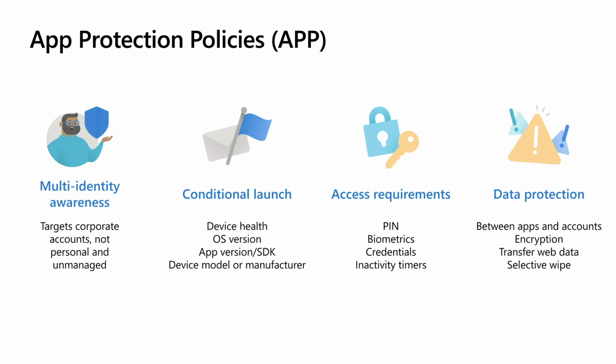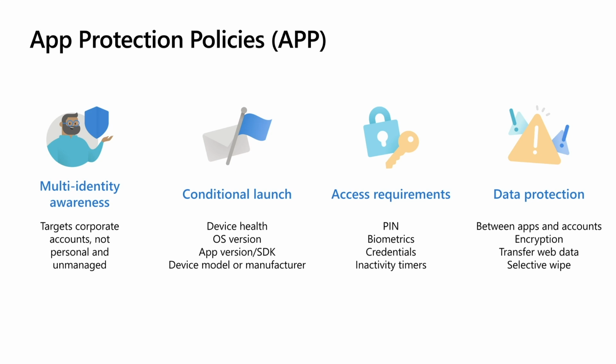data within the app. That can be a simple PIN, a complex PIN. We can control the number of digits within that PIN, whether you utilize credentials, and whether you support biometrics. And of course, with access requirements, we have inactivity timers, which define the frequency that the user should be prompted to enter their PIN or utilize biometrics after a period of inactivity, or what we should do in the event that the app hasn't accessed the Intune service after a period of time. We can block access and/or wipe data as necessary.